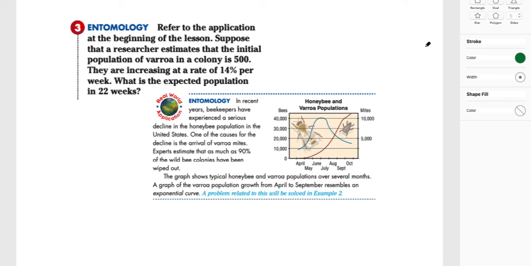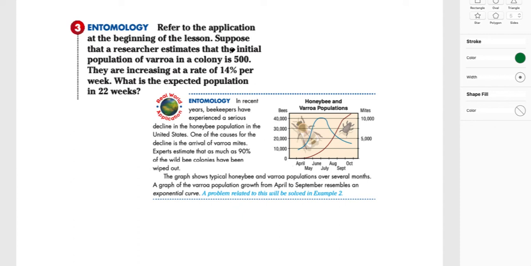The graph shows typical honeybee and Varroa populations over several months. A graph of the Varroa population with growth from April to September resembles an exponential curve. And so here's the thing. Even though in mathematics things aren't exactly exponential necessarily, let's say this looks like part of a cubic or something like that, we use our information that we understand to make predictions. So even though this kind of looks like a bent line, it is sufficient to use an exponential function if we can get one to fit that situation. And so here we are given some information that's going to help us do that.